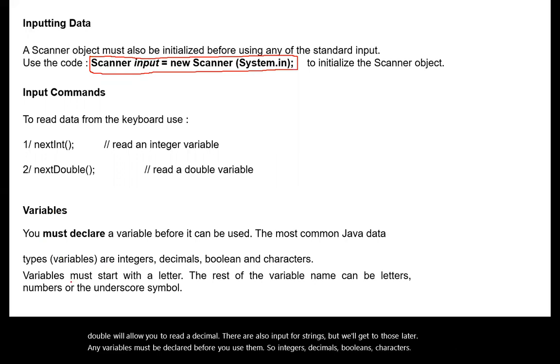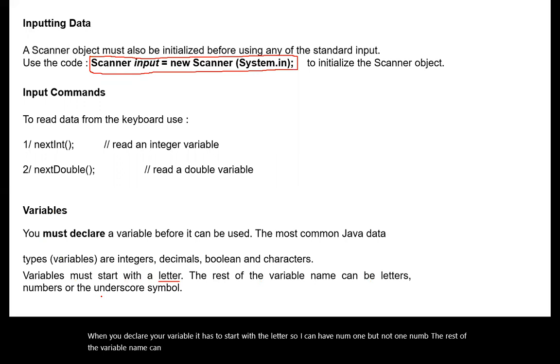When you declare your variable, it has to start with a letter, so I can have num1, but not 1num. The rest of the variable name can be letters, numbers, underscore symbols, no spaces between them. That is just like Python.